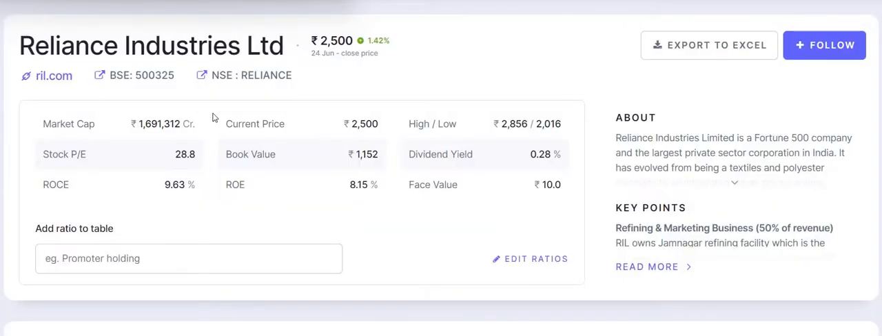A detailed analysis of the information that we are showing on the screen is for a later day. What you could notice here is the market cap, right? The Reliance Industries market cap comes to around 16 lakh 91,312 crore rupees. Just now we defined that anything above 20,000 crores would come under large caps. Definitely Reliance Industries is a large cap company. And we also talked about the outstanding shares, right?